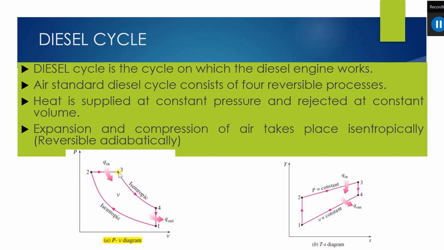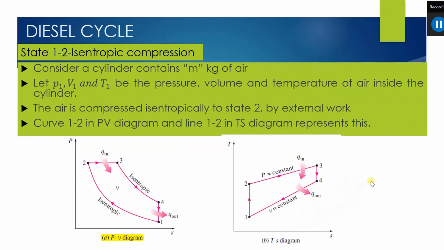in this figure we can see that 1 to 2 is an isentropic process, and 2 to 3 is a constant pressure heat addition process, and 3 to 4 is also an isentropic process, and 4 to 1 is a constant volume heat rejection process. Okay, and the temperature-entropy diagram is shown here. It consists of 4 straight lines. So we can look into more details of the processes.